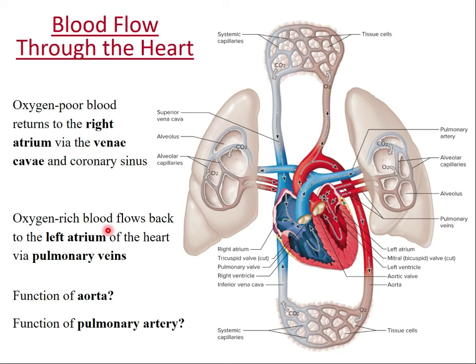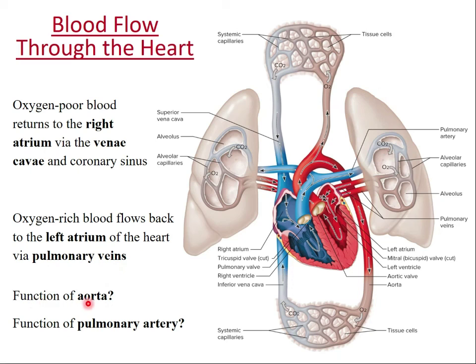Oxygen-rich blood, oxygenated blood, will flow back to the left atrium, and from the left atrium, it will go to the left ventricle, and then from there, it will be sent to the rest of the body. And it comes to the left atrium via the pulmonary veins.